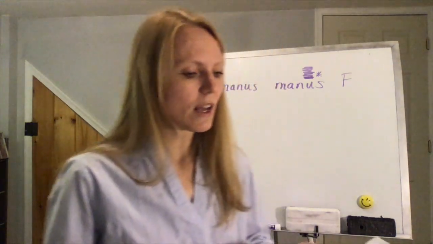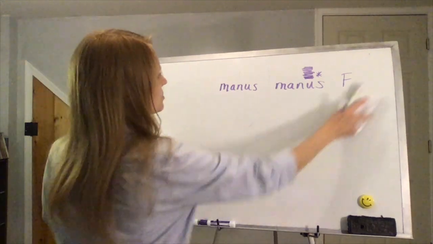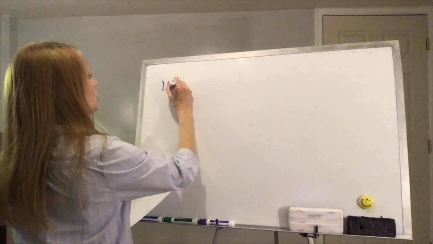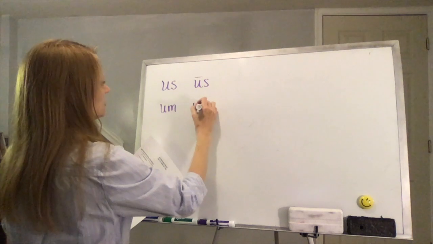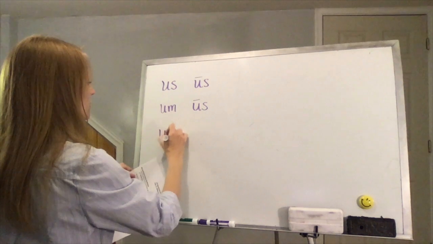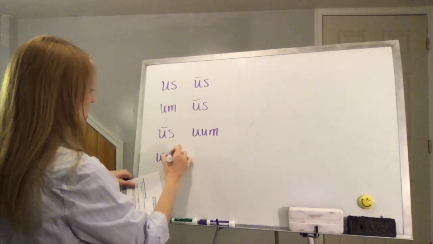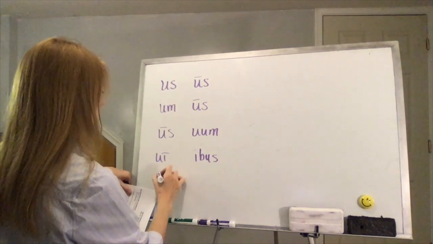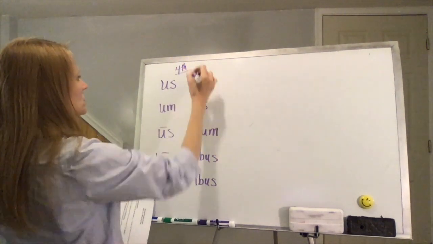Okay, so let's take a look at this chart. Our chart for our fourth declension nouns has a lot of U's. Us, us, us. Okay, look, we've got two us's here. Another us, uum, ui, ibis, ibis. Okay, so these are our fourths.